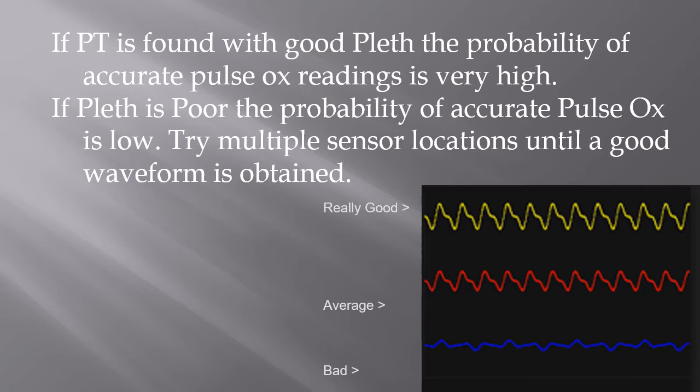When presented with a bad waveform, try different locations for the sensor until you get a good waveform. That will give you your most accurate pulse ox reading.